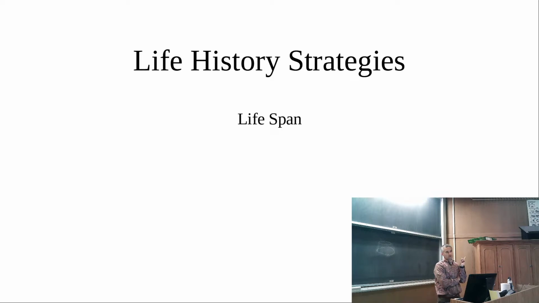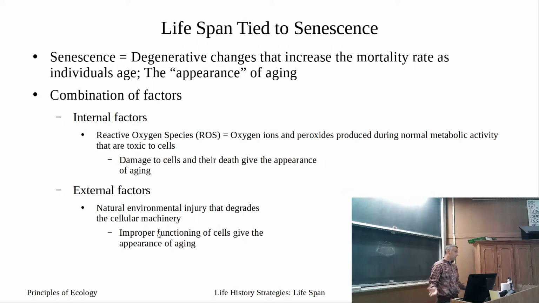Now we're talking about lifespans. And lifespans is essentially how long should we live? How long should we live? Our lifespan, how long we live, is going to be tied to senescence, which is aging. Defined in our book as the degenerative changes that increase the mortality rate as an individual ages, that leads to the appearance of aging.